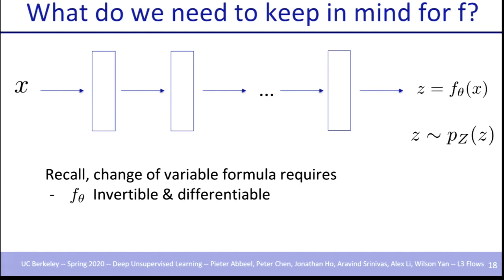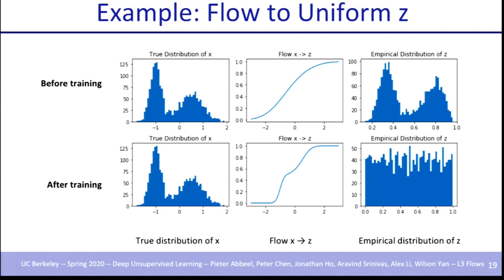So let's look at some examples before we dive into those specifics. Before training, top left, we have samples from the true distribution of x. It's not exactly the true distribution that we're seeing, but it's the data distribution sampled from the true distribution. Then we have a flow, which is a mapping from x to z, which has to be invertible and differentiable, which it is. And then out comes the empirical distribution of z. But we wanted z to be uniform. And clearly z is not uniform, so then we do training of the flow, which is just a mapping from x to z.